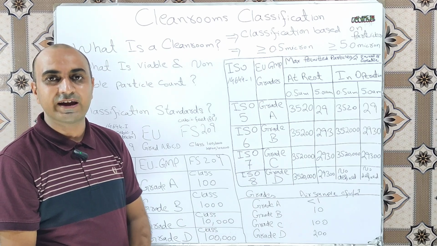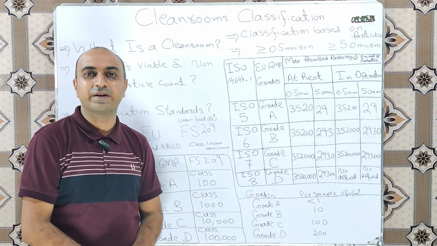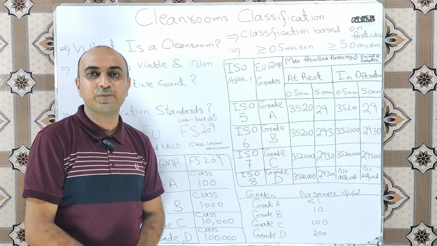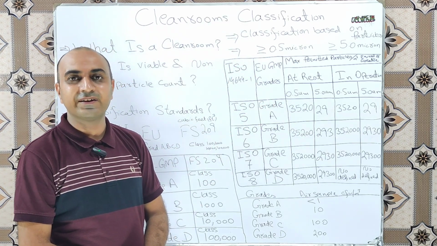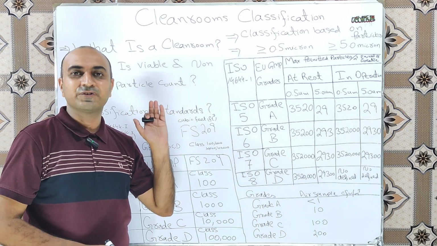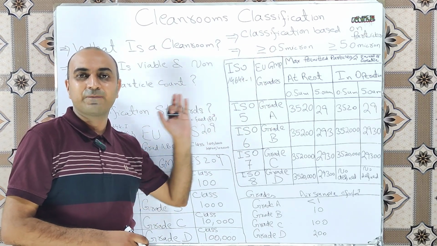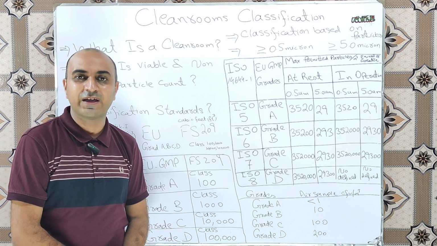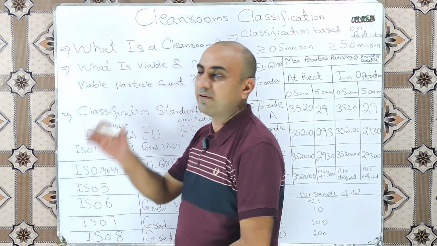We will also discuss how these clean rooms are classified based on particle size, and what the allowable limits of these particles in clean rooms are at rest and in operation. We will also discuss what at rest and in operation mean, and which activities are performed in ISO class 5, class 6, class 7 and class 8. So now let's start our video.